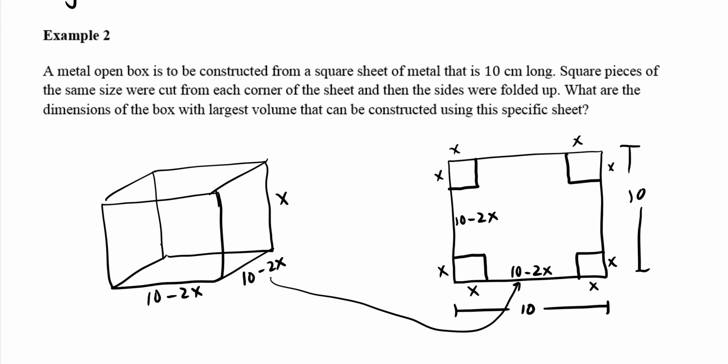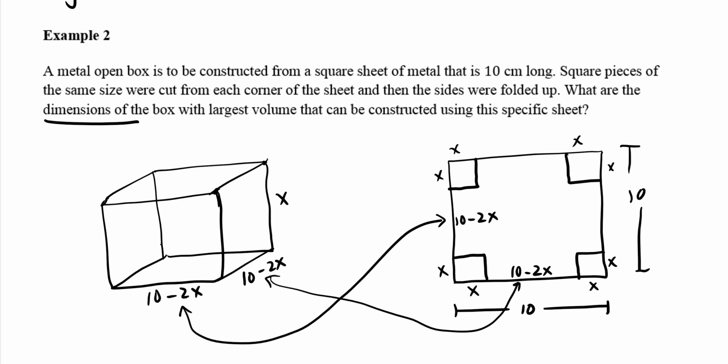So this is the same as this, and this is the same as this, and the height is x. Okay, now open boxes are to be constructed from a square. I'm going back to read it again. A square piece of the same size was cut from the corners, and then they were folded, so we folded the sides up. Okay, so what are the dimensions? So they want the dimensions.